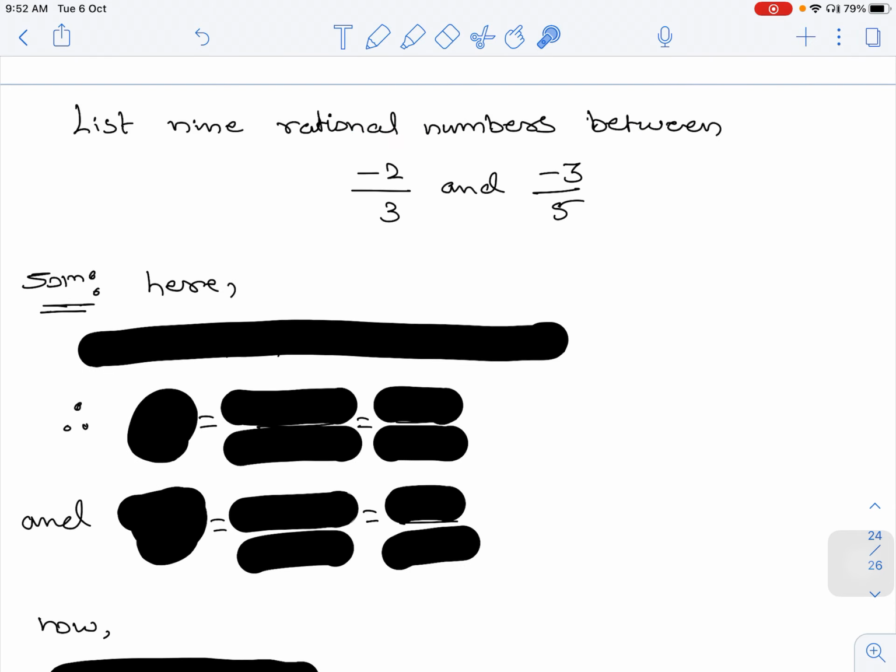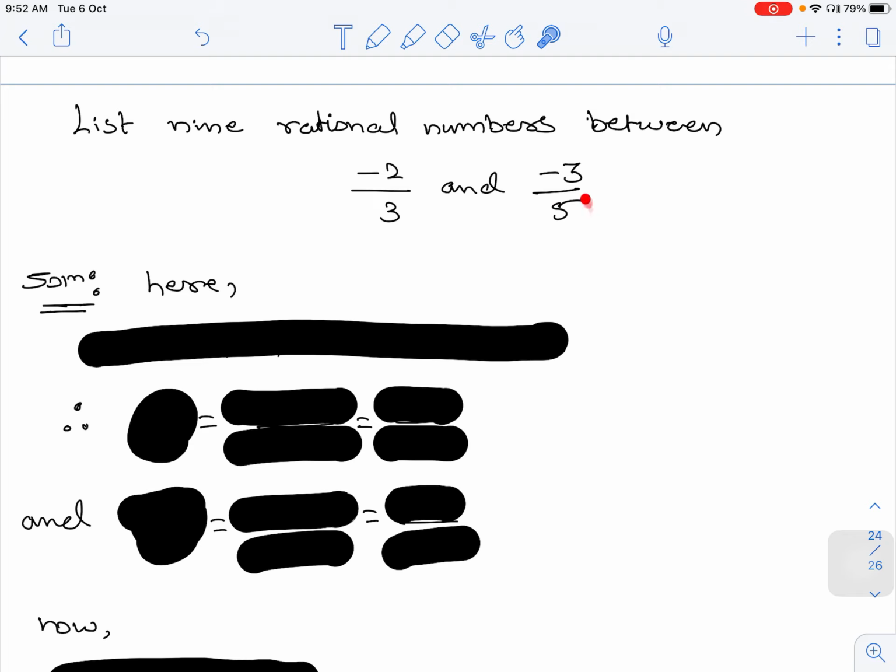Now here it is given that list 9 rational numbers between -2/3 and -3/5. Between these two numbers we have to find 9 rational numbers, but here it can be seen that both the numbers have different denominators. So the very first thing is that we will make these denominators same.